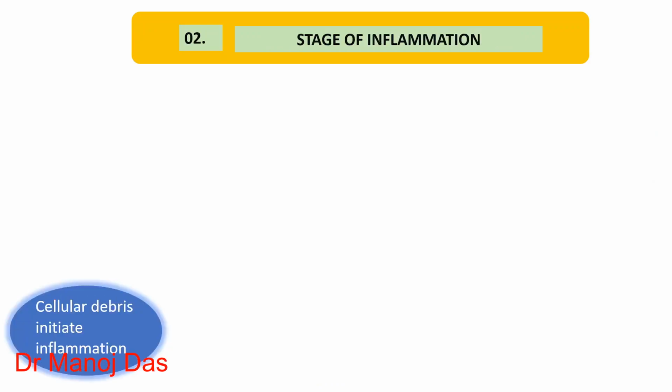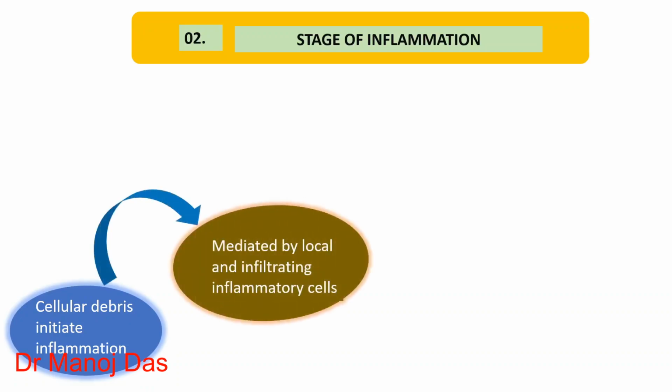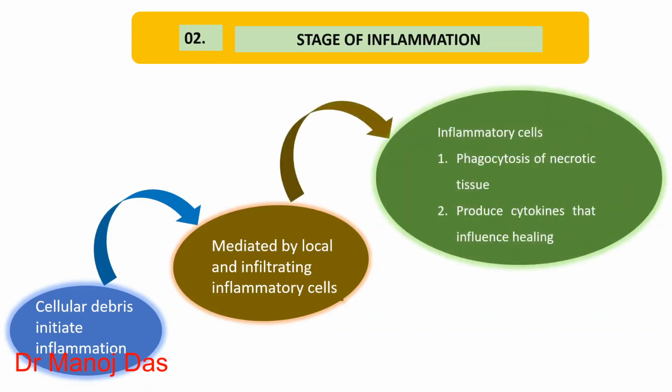Now the second stage is the stage of inflammation. There are different cellular debris present at the fracture hematoma which initiate the inflammation. It is then mediated by the local inflammatory cells. There are different inflammatory cells already present in the hematoma, and different interleukins and cytokines will be secreted by the cells, which cause the recruitment of more inflammatory cells. So what is the role of these inflammatory cells? They cause phagocytosis of the necrotic tissue, and they also produce different cytokines that influence the healing.